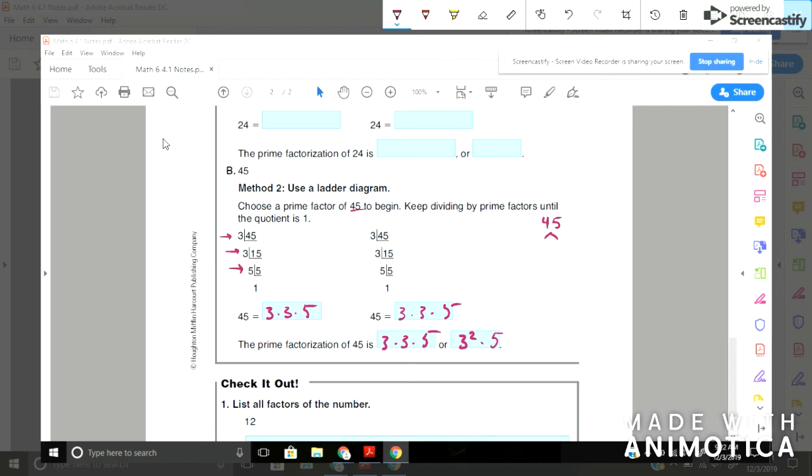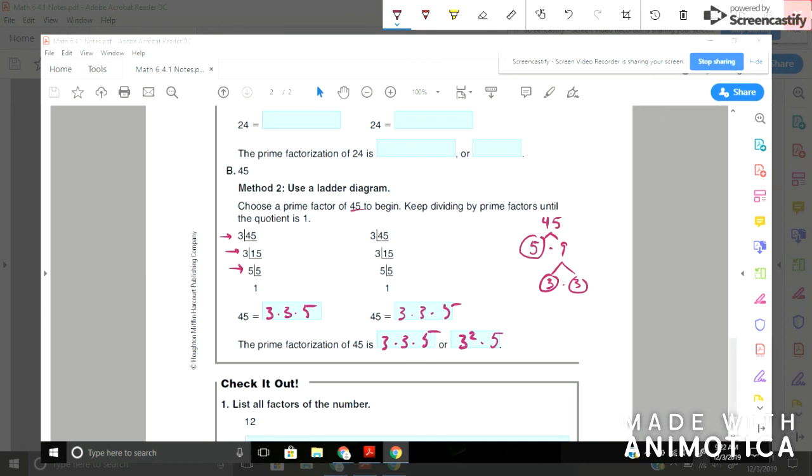So if you were to use the factor tree, I would say, well, I'm going to use 5 right away. And 5 times 9 would give me 45. And I'm going to circle 5 because 5 is prime. And I can break down 9 into 3 times 3. Okay? And both 3 and 3 are prime. So I came up with the same thing, but to me it looks just a little bit neater. It's a little bit easier for me to follow. Okay, so I prefer this method, but if you like the ladder diagram, you can use that as well.